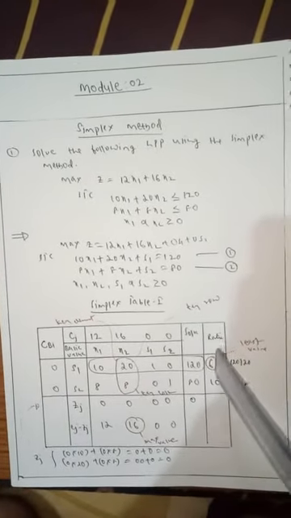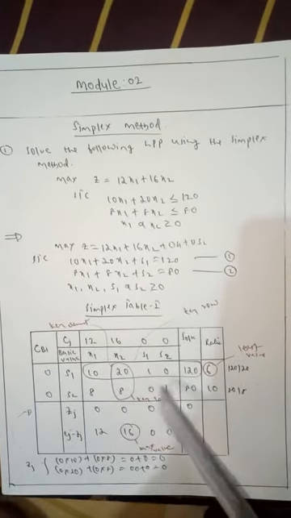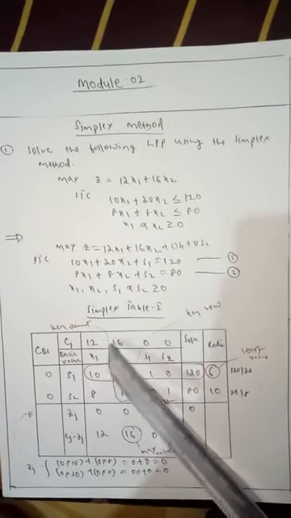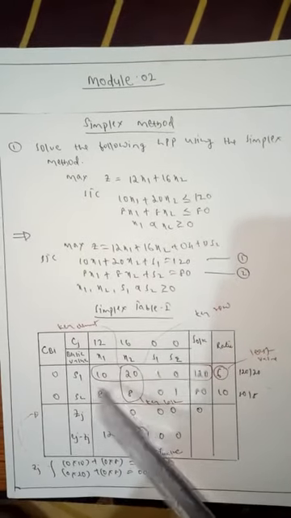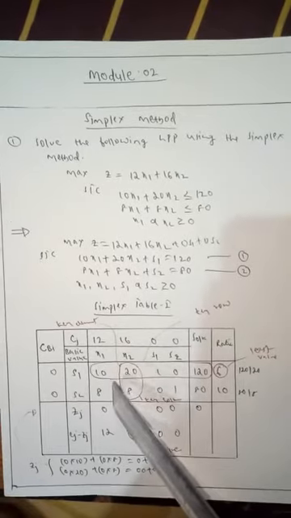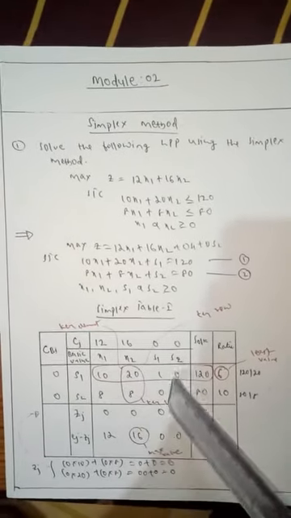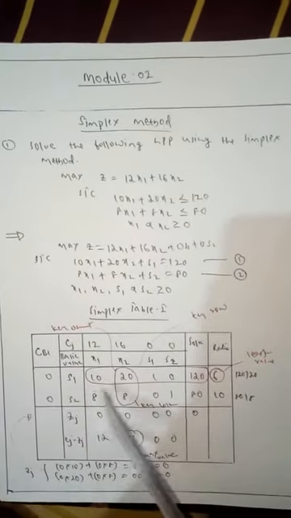After this you calculate the zj values. To calculate zj, see this into this plus this into this, and you write the answer here. 0 into 10 plus 0 into 8 is equal to 0. Similarly this side, 0 into 20 plus 0 into 8 is 0. 0 into 1 plus 0 into 0 is 0. If you multiply 0 with any value you will get 0, so right here 0, 0, 0.